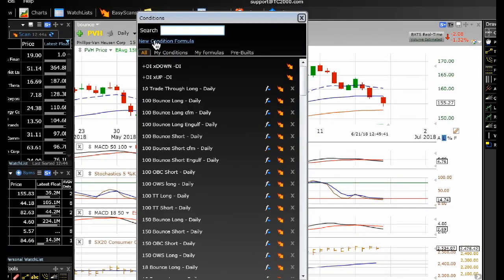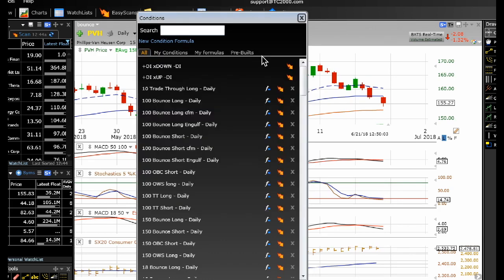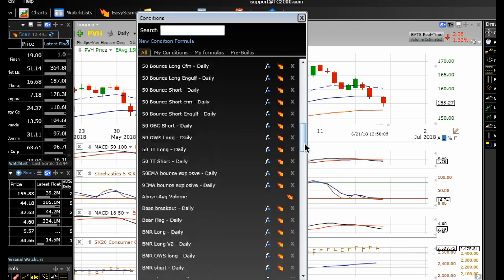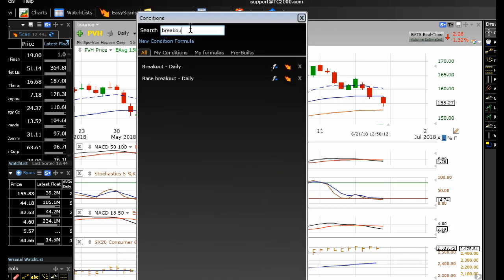and click on new condition formula. Okay, and then what you do is you copy and paste the script that you can download from the website here, right? Copy and paste the script and put it as breakout. There you go, and then click OK. All right. So where's the script, right? The script is already here. Let me just show it to you. Yeah, that's the one, breakout.